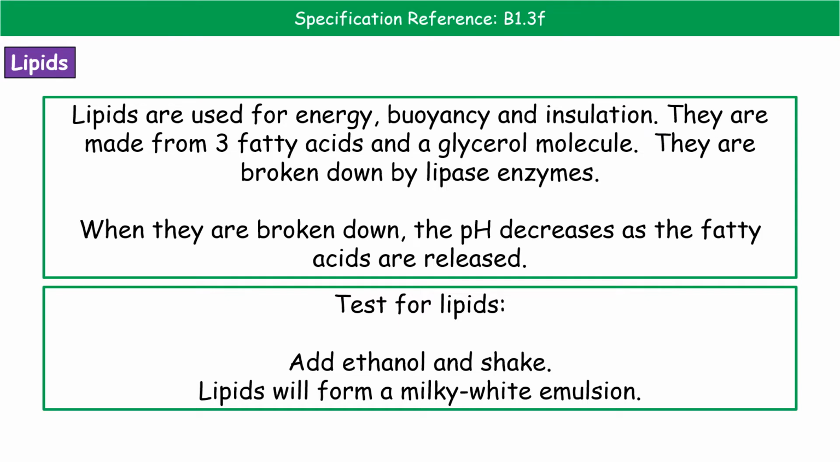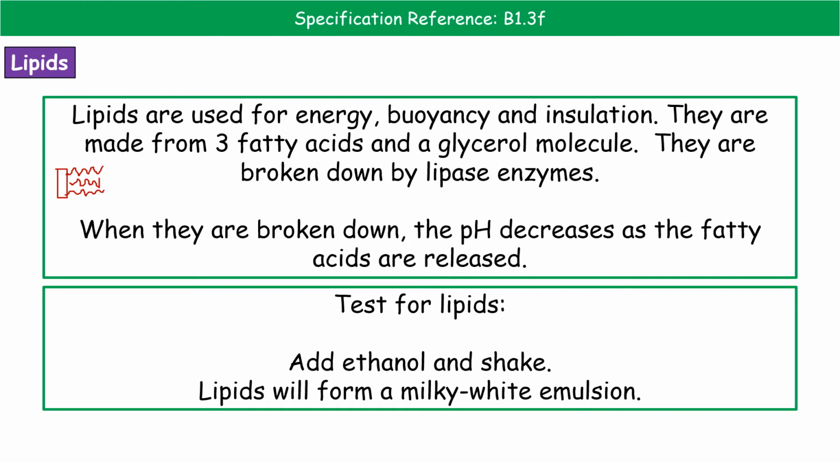They're made from 3 fatty acids and a glycerol molecule. So what you actually end up with is you've got your little glycerol molecule here, and then we have our 3 fatty acids that join onto it. So that is what our lipid looks like. Glycerol plus 3 fatty acids. In order to break them down, we use lipase enzymes, and because they have those 3 fatty acids, when we break them down, we are going to see a decrease in pH because we're releasing acids, as the name fatty acid suggests. So breaking down lipids leads to a decrease in pH because we're releasing fatty acids.